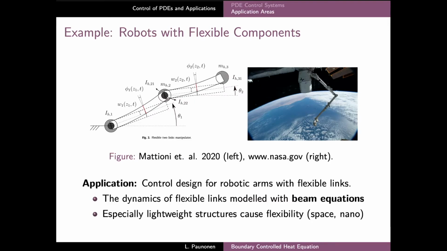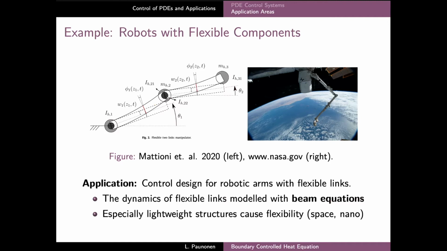Our first example concerns the control of a robotic arm or a robotic system with flexible components. If we consider the control of the robot arm on the left, you can see that it consists of joints which can be used as the actuation, and then the links which may be flexible. And in order to describe the dynamics accurately, these flexible links should be described by beam equations, for example, Euler-Bernoulli beam equations or Timoshenko beam equations.